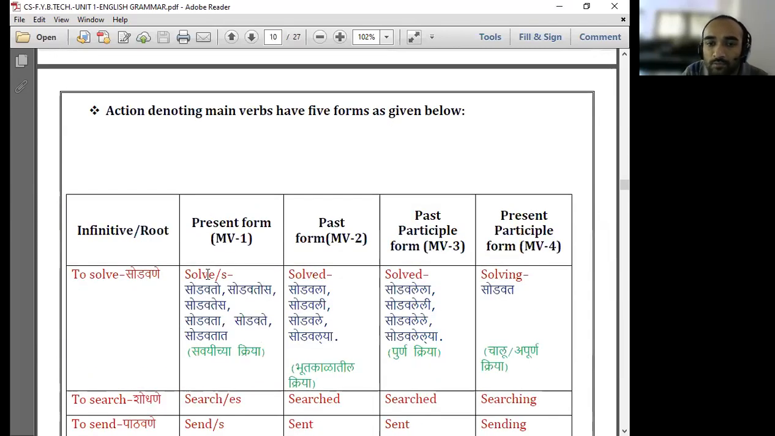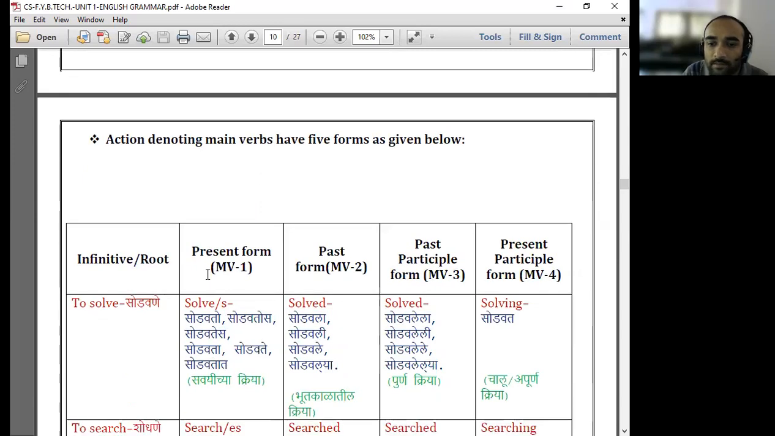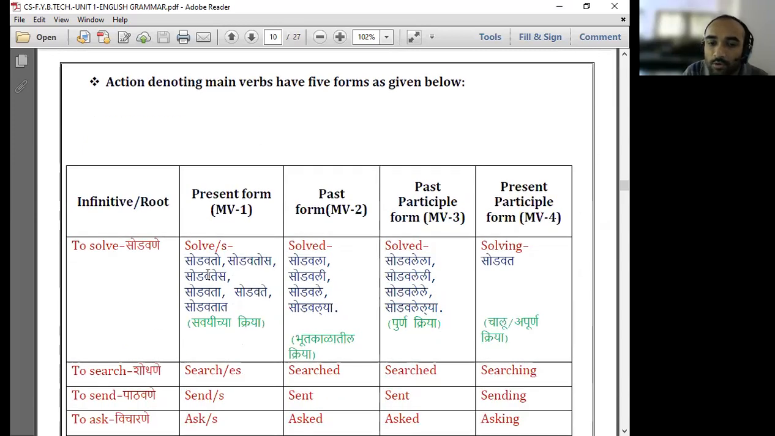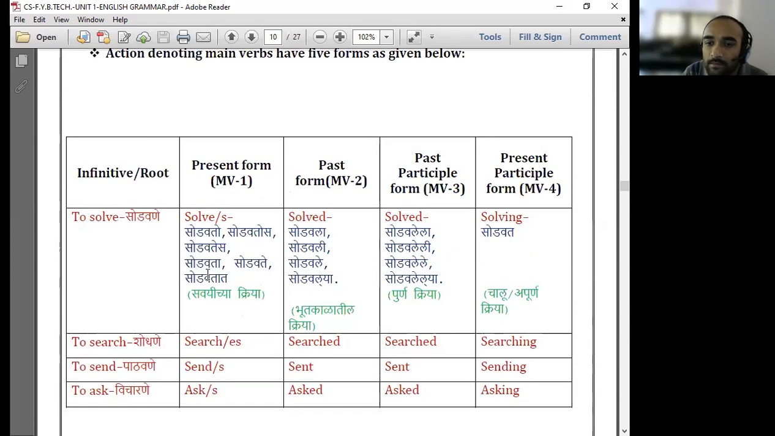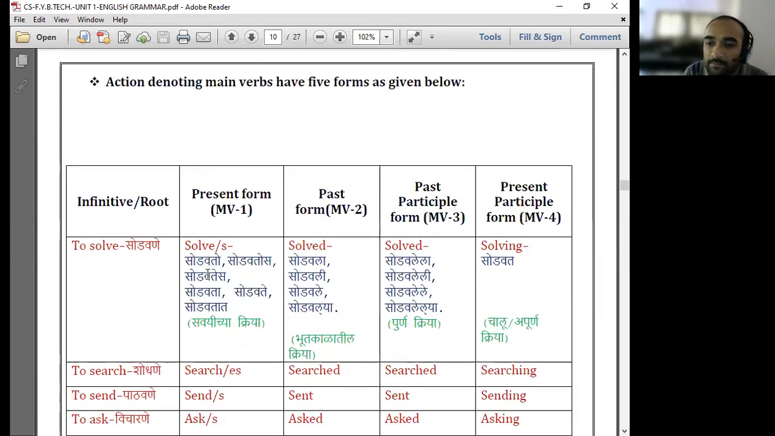Then five forms of the main verb, that is infinitive or root, present form, past form, past participle form, and present participle form. So MV1, MV2, MV3, and MV4. First is the infinitive or root form. infinitive म्हणजे काय, तर टू जेव्हा आपण जोडतो एखाद्या शब्दाला रूट वर्डला तेव्हा ते infinitive.